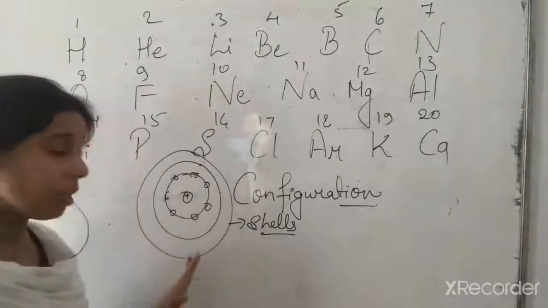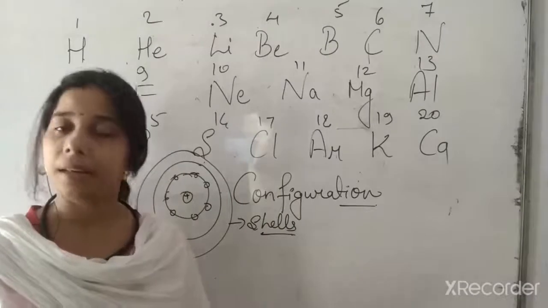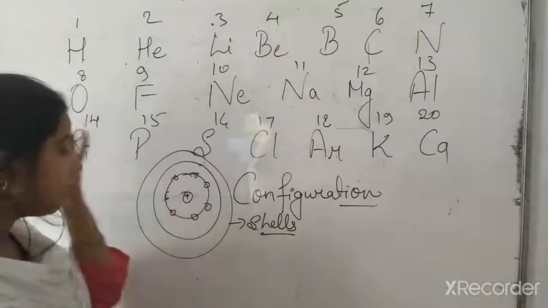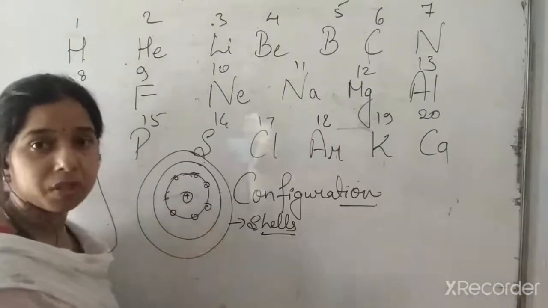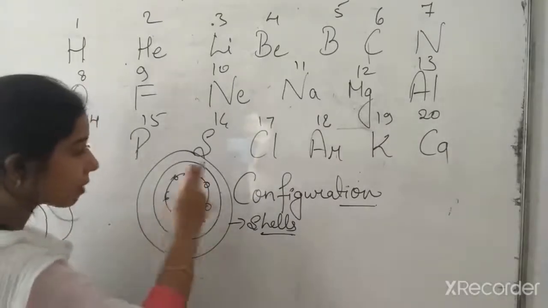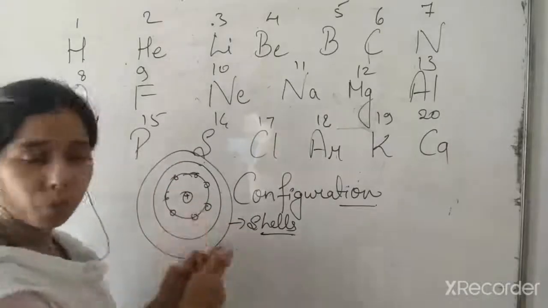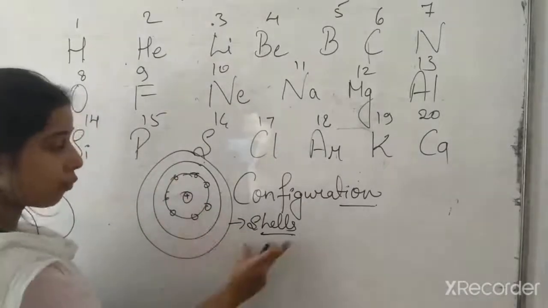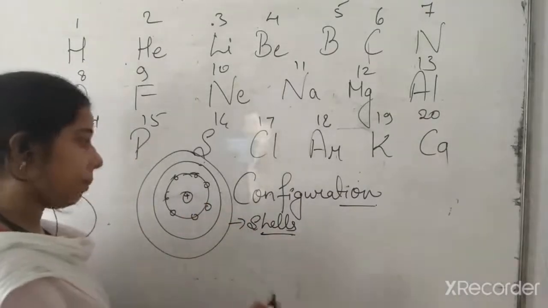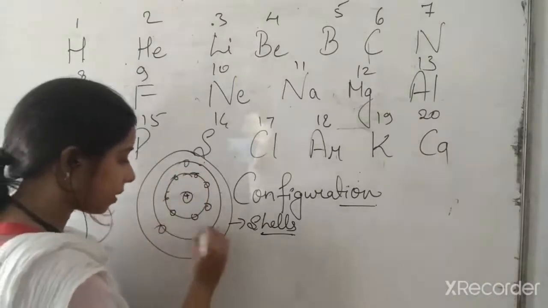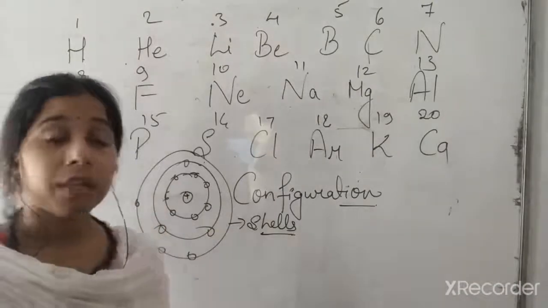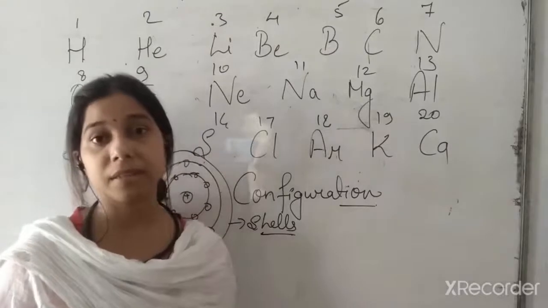These shells consist of electrons. Let me repeat again: this is the center of the atom. The center consists of the nucleus, which is where the protons are present. Electrons revolve around it, and around the nucleus there are different circles, which we call shells, where different numbers of electrons are present. Maybe here it is 2 or 7 or 6, different numbers of electrons are present in the different shells.